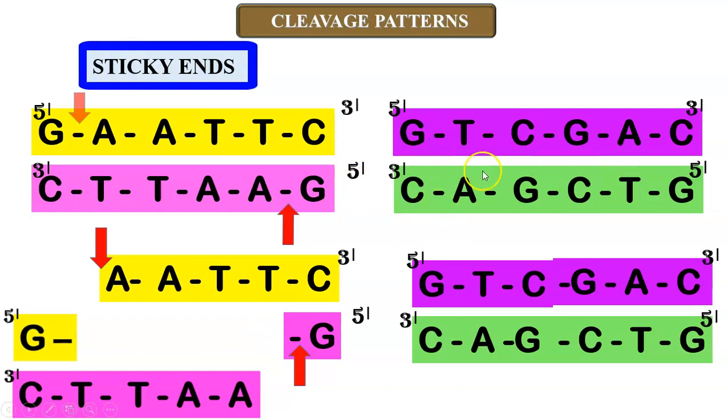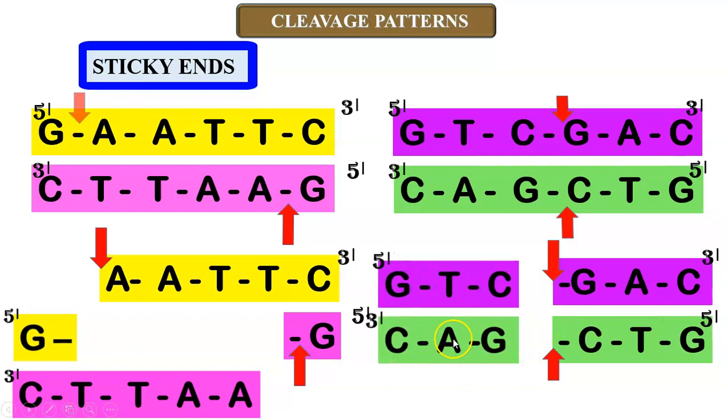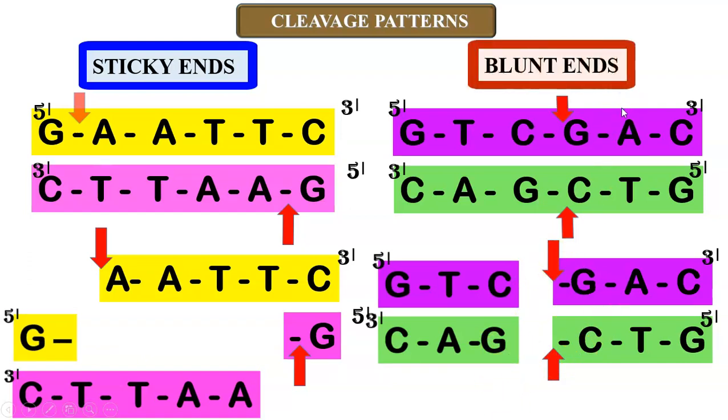Whereas we take another example here where this is the palindromic recognition sequence. Suppose cuts are given to the two strands of DNA, but these cuts are exactly in line with each other, and as a result, when actual separation takes place, there are no unpaired strands of DNA here. There are no overhanging pieces, it is a straight cut, and this is called blunt ends. So these are the two cleavage patterns, sticky ends and blunt ends.